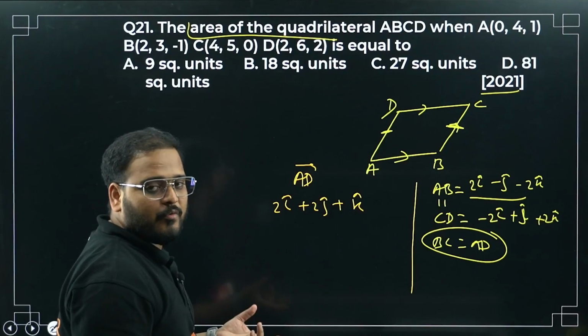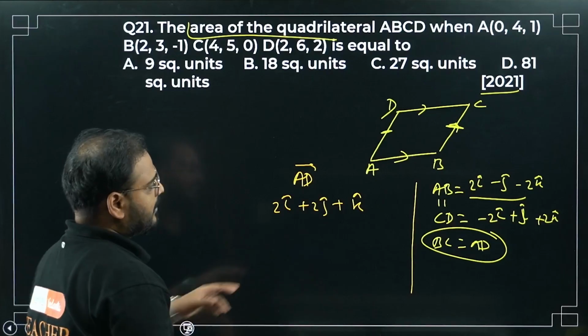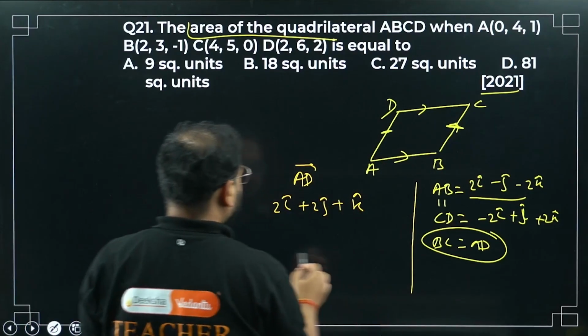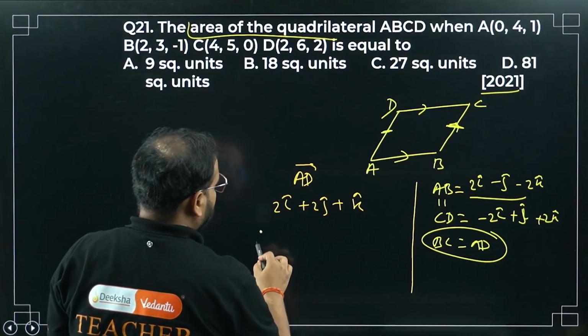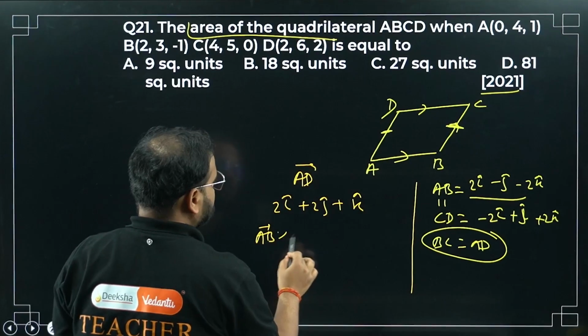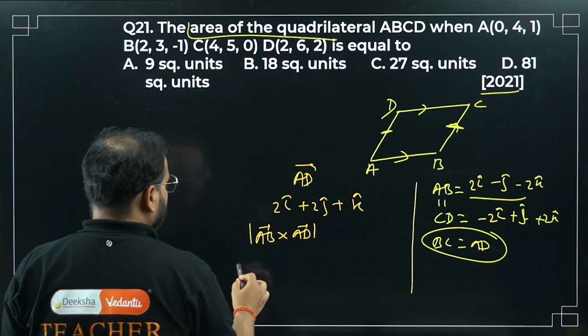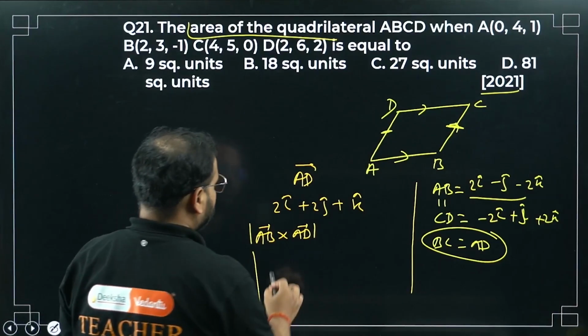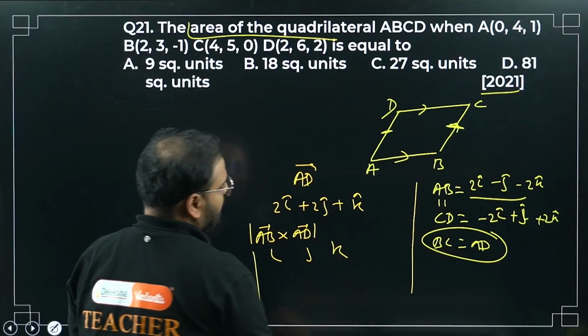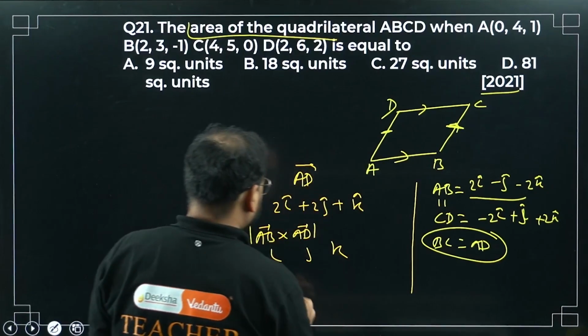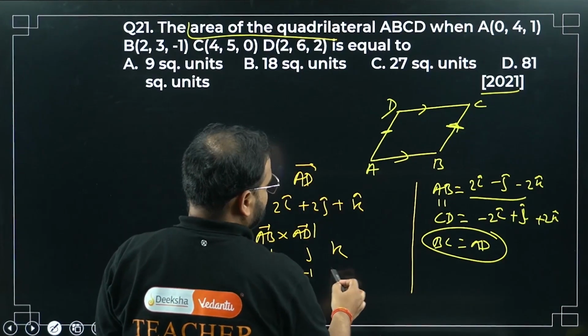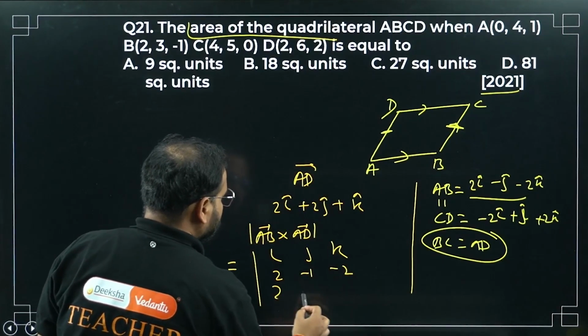How do you find the area of the given parallelogram? Product of the adjacent sides, please check. So I can write here simply as the mod of AB cross AD. How do you find AB cross AD? Using the matrix right here: i, j, k, 2, minus 1, minus 2, and for this, 2, 2 and 1.